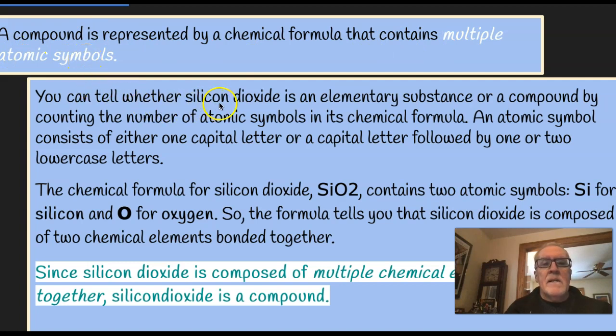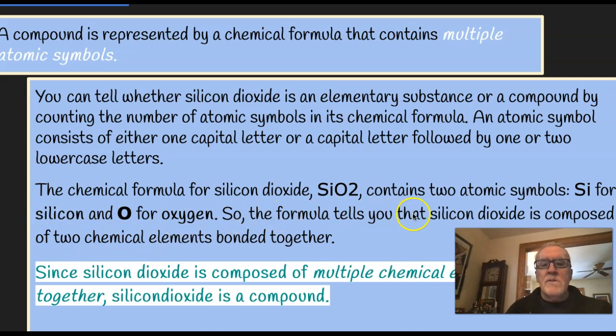You can tell whether silicon dioxide, don't be scared of the name, it's a very simple thing, is an elementary substance or a compound by counting, here's the clue, counting the number of atomic symbols in its chemical formula. An atomic symbol consists of either one capital letter or a capital letter followed by one or two lowercase letters. We know this. The chemical formula for silicon dioxide, SiO2, that 2 should really be a subscript, but that's okay. Now you know that there's two symbols because you've got capital S, lowercase i, that's one element, and then uppercase O, there's another element. It contains two atomic symbols, Si for silicon and O for oxygen.